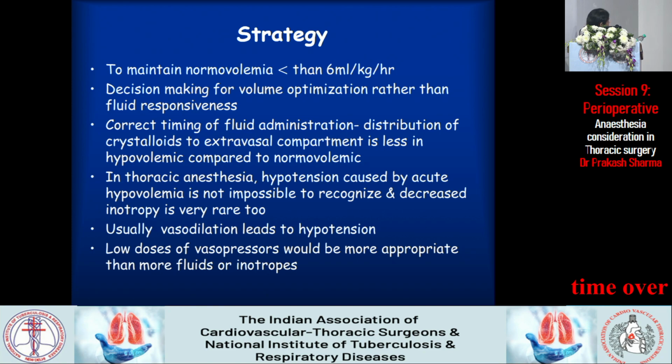So for fluid therapy, the strategy would be maintaining normovolemia intraoperatively, with fluid of less than 6 ml per kg per hour. One should aim for fluid optimization rather than fluid responsiveness. The correct timing of fluid administration is also very important. Only when the patient is hypovolemic should fluid be administered, and not in normovolemic patients. In thoracic anesthesia, the hypotension caused by acute hypovolemia is not impossible to recognize, and decreased inotropy is very, very rare. So usually it is vasodilatation leading to hypotension, and thus the use of vasopressors would be more appropriate than the use of more fluids or inotropes for these patients.